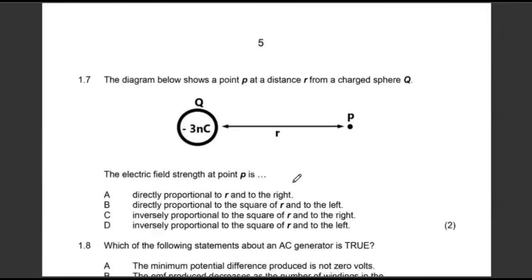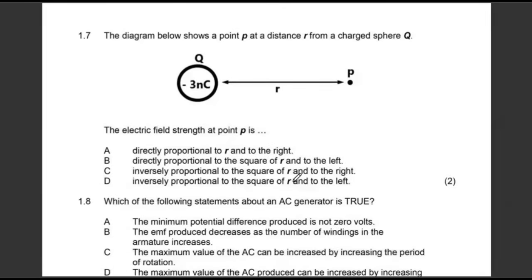All right, then 1.7, the diagram below shows a point P at a distance R from a charged sphere Q. They are telling us that the electric field strength at P is directly proportional to R and to the right. So let's start by finding out the formula for electric field strength. We know that it is K. Is that really correct? Because it's KQ over R squared, yeah?